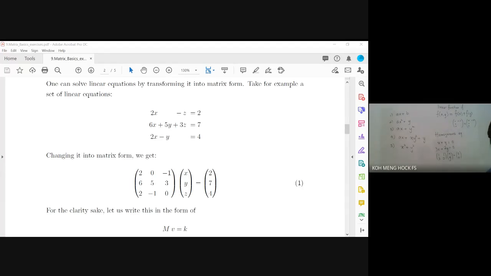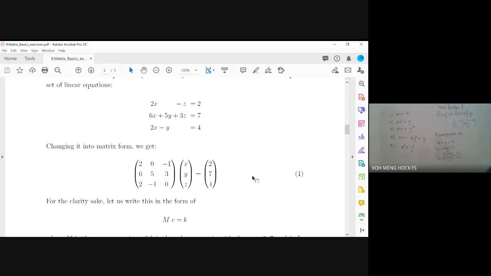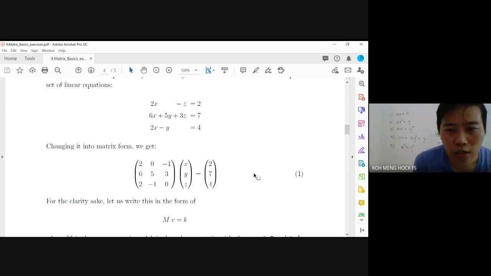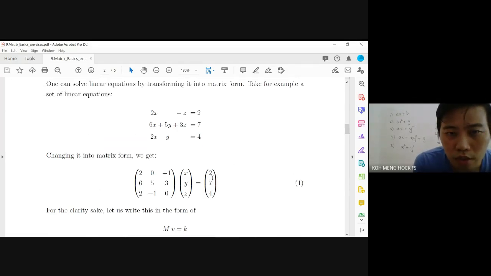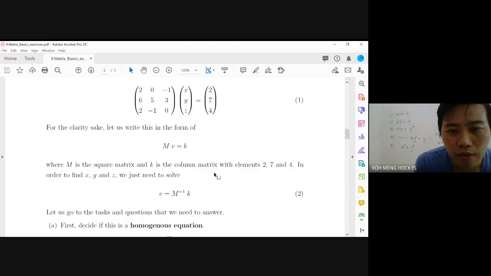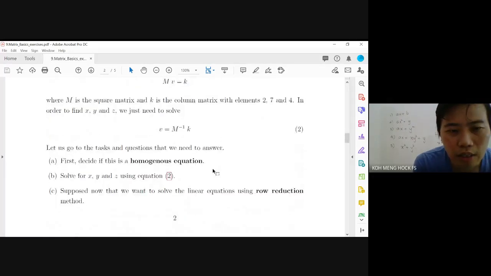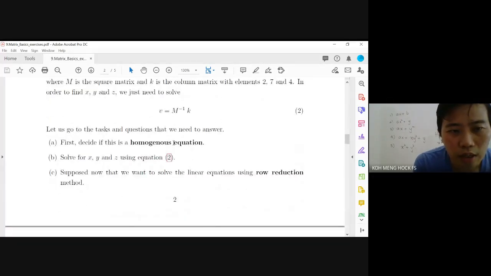Very good. So in this case, you see this equation in the PDF. Equation number 1, of course, on the right hand side this is non-zero, so this is not a homogeneous equation. Now let's go to the next one. In A, I ask you whether this is a homogeneous equation. No, the answer is no.